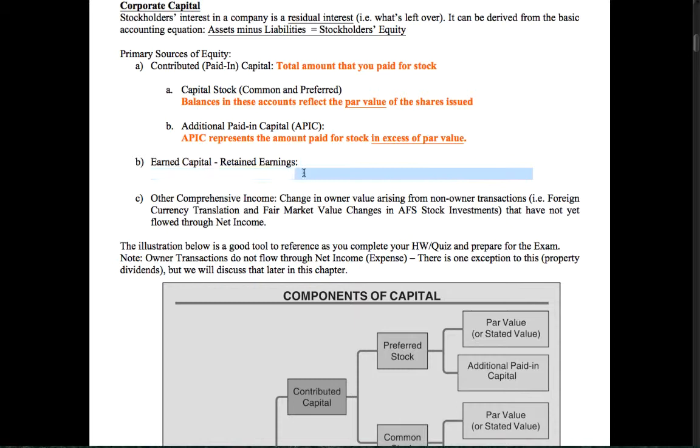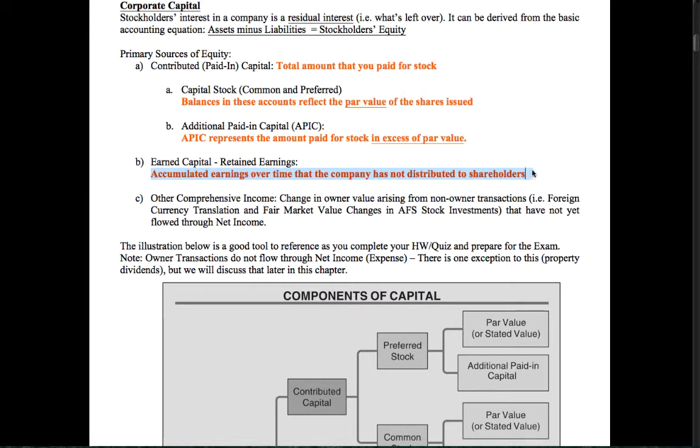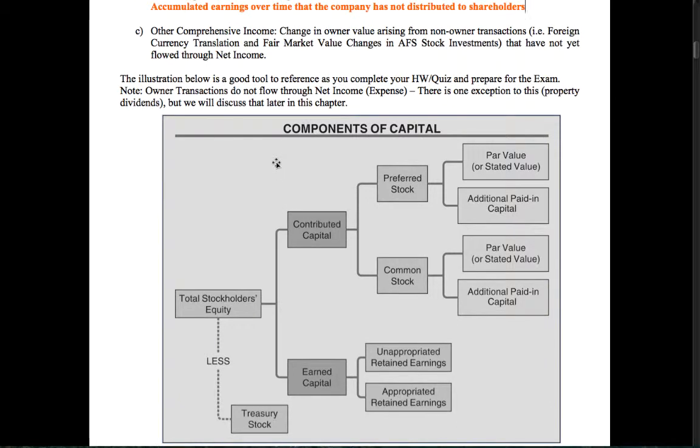Another source of equity is earned capital, primarily referred to as retained earnings. Retained earnings are accumulated earnings over time that the company has not distributed to shareholders. As you can see in the chart below, earned capital is made up of unappropriated and appropriated retained earnings. We will discuss restricted retained earnings later in this chapter, but essentially it is a segment of your retained earnings that the company has earmarked as restricted, and therefore they have to account for it in a separate account.